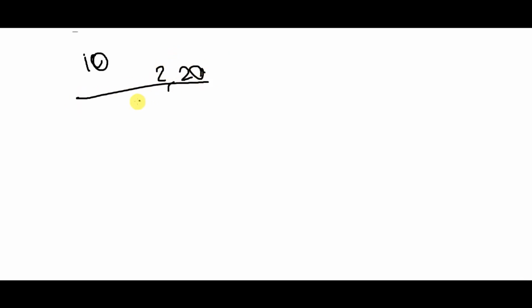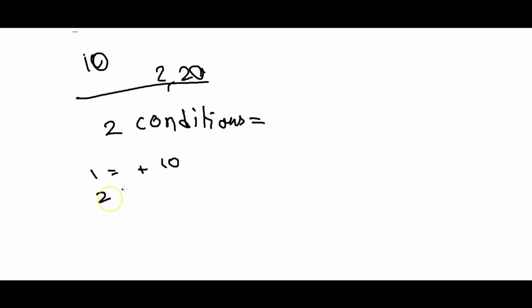But for this extension of the multiplication trick, there are two conditions you must follow, which are: first, the last digits must add up to 10. And the second condition is that the remaining numbers should be the same. Let's look at a few sums for this trick.